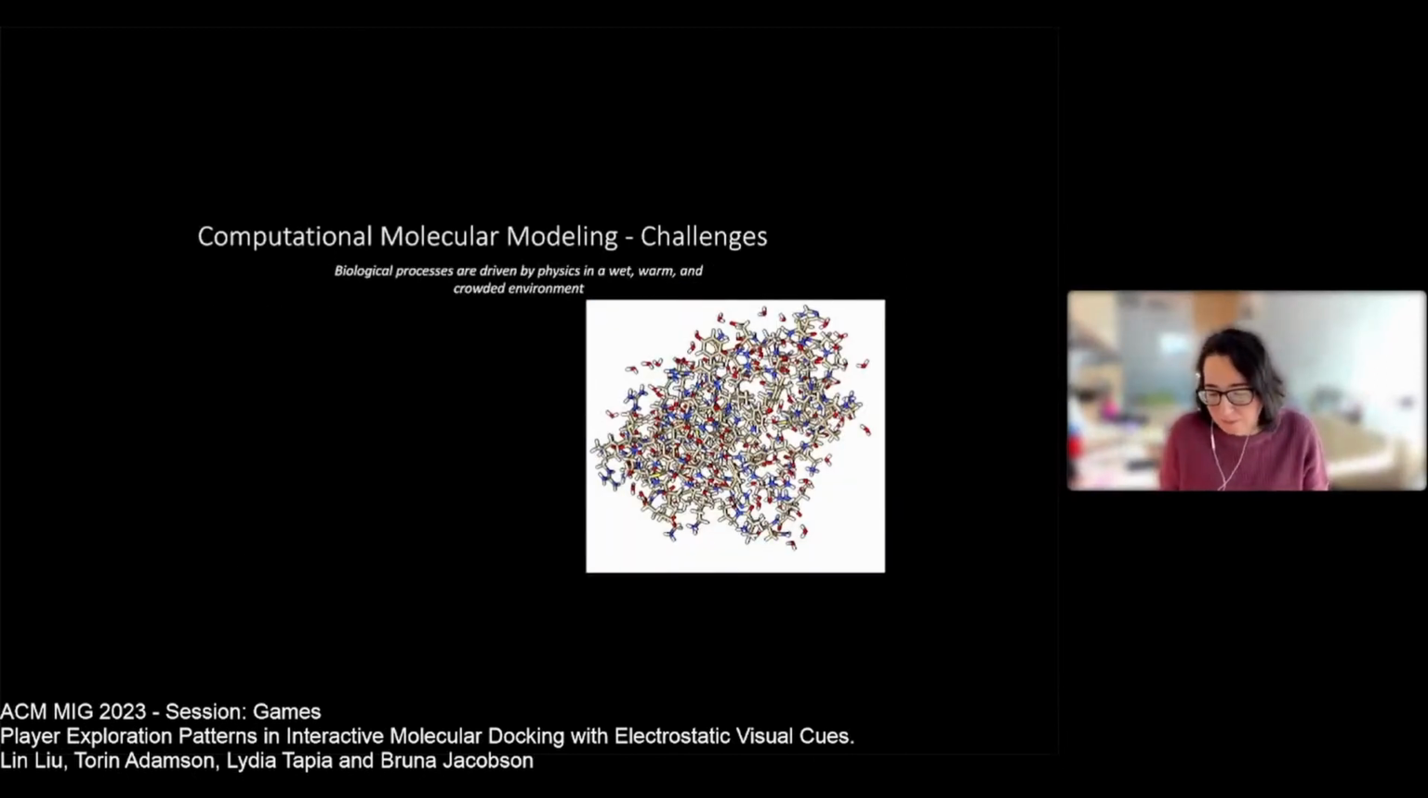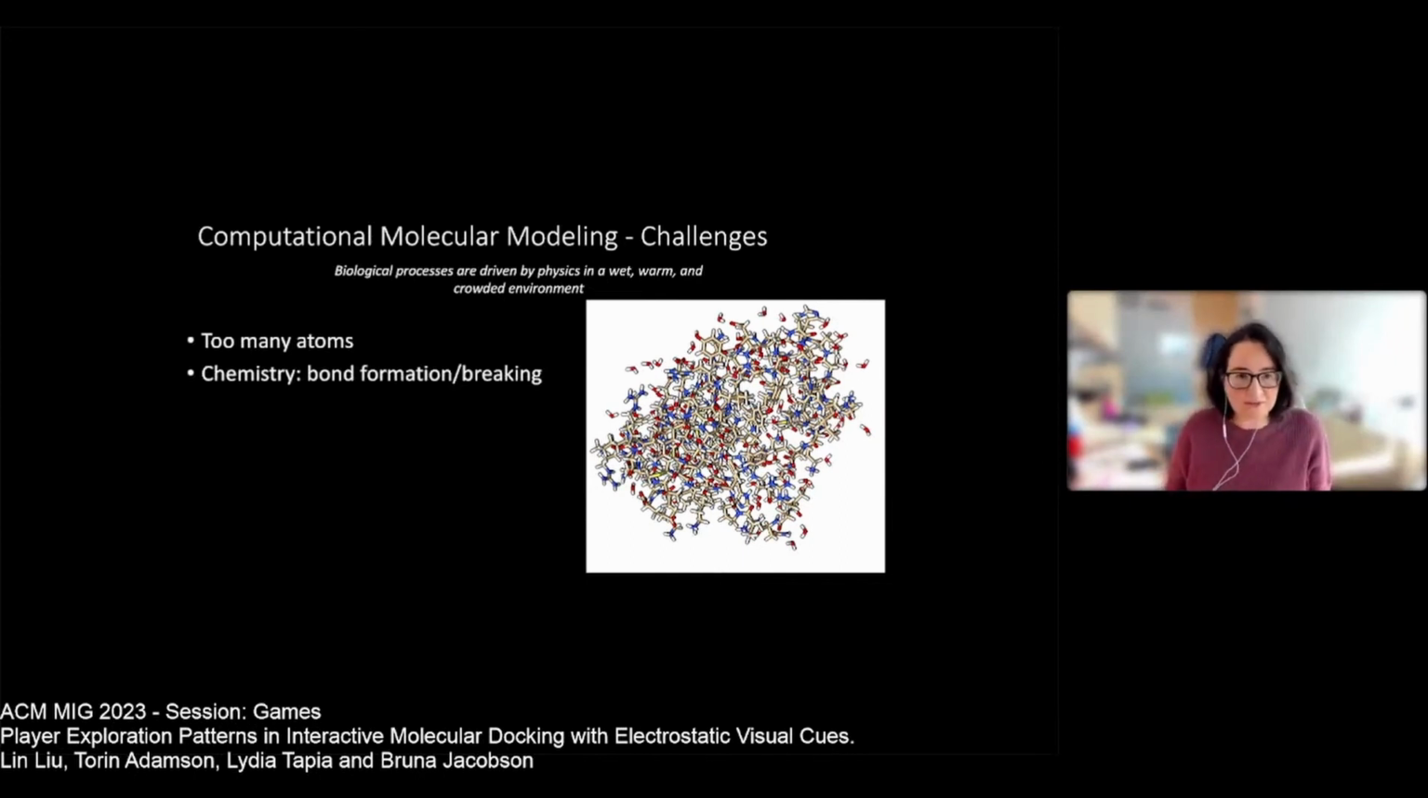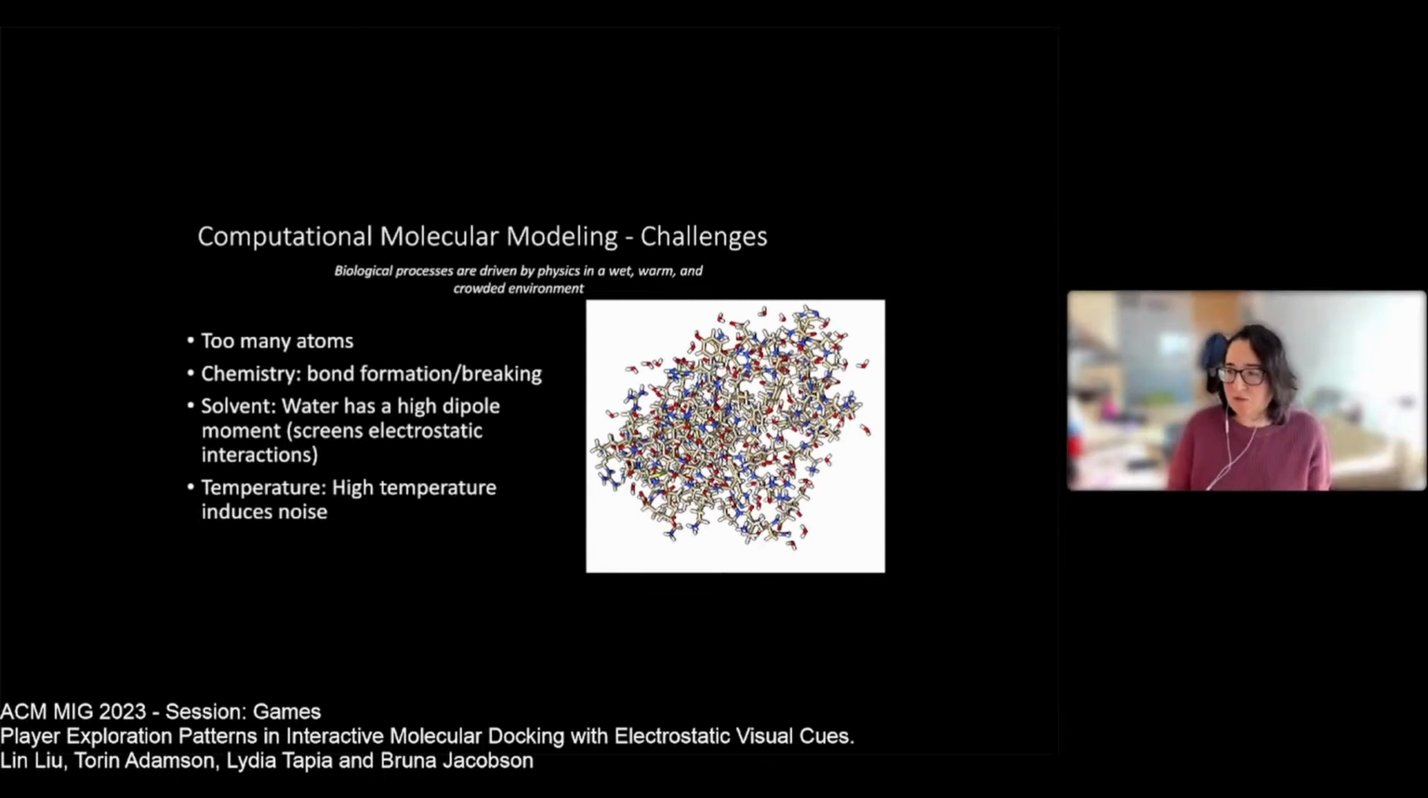So at the molecular level, what does this mean? This image is a receptor protein, but now I'm showing all the atoms in it and even some water molecules around. As you can see, there are too many atoms, so it's a very crowded system. There's chemistry going on that even state-of-the-art software can't capture very well. Water itself is complicated, has a high dipole moment and it screens interactions, and high temperature induces noise, and you have all these possible solutions. You have to run this as a stochastic simulation.